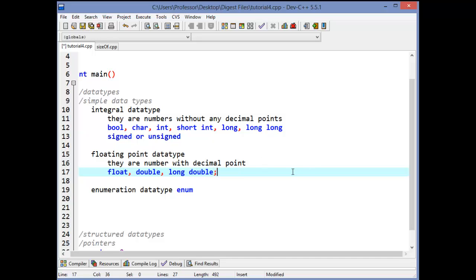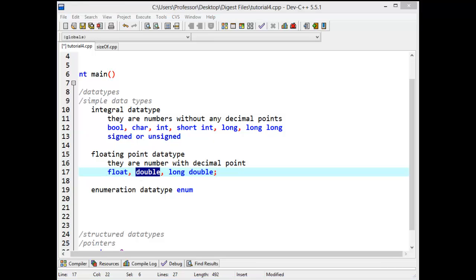Now the floating point data types include the float, we have double, we have long double. These are floating point data types. Is that okay? And the difference is due to their precision. Is that okay? There's single precision, double precision.